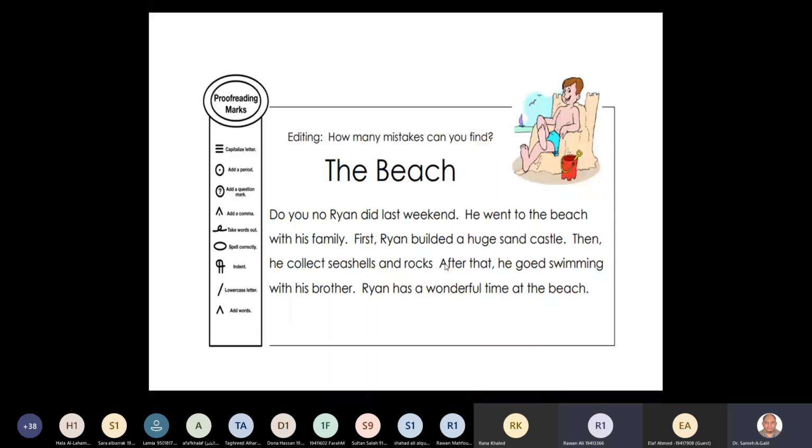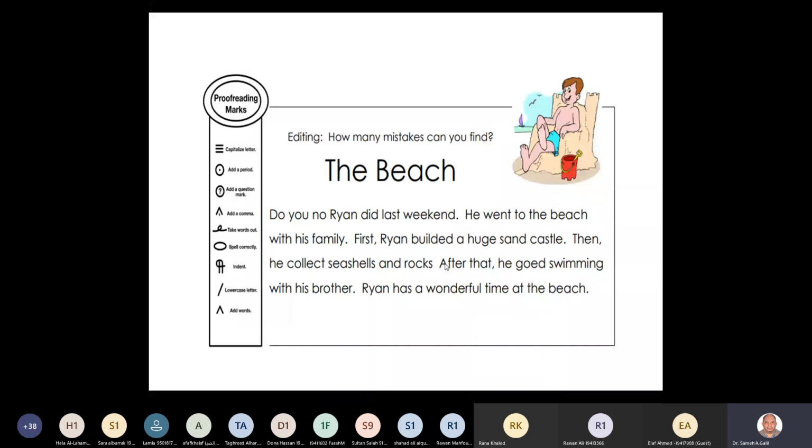Ilaf, did you say Ilaf? No, Rawan. Okay, it's possible. Okay, that's it. Okay, thank you. Thank you so much. Can we have somebody else?